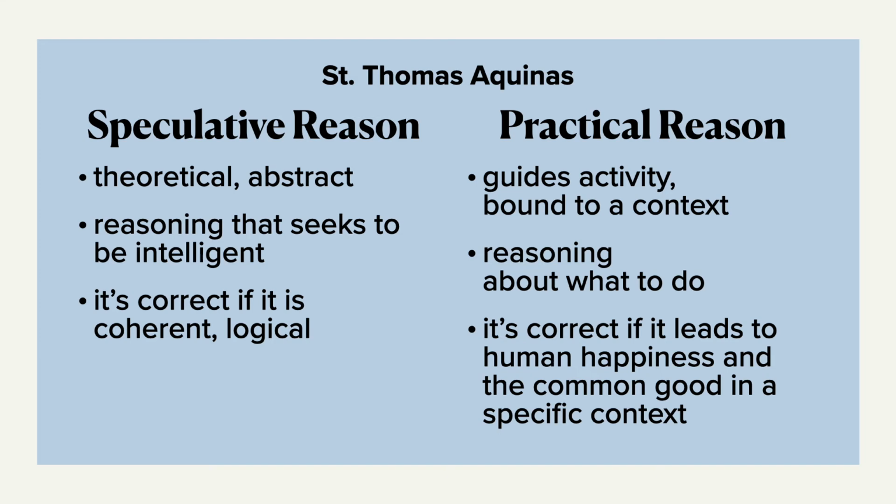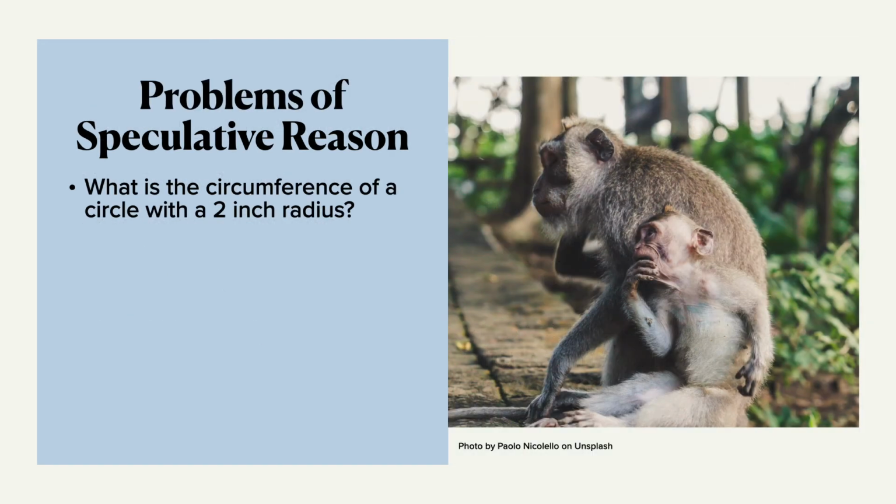Here are some problems we solve using speculative reasoning. Okay, no calculators. What is the circumference of a circle with a 2-inch radius? Did you get about 12.56 inches? To solve this, we need to remember the circumference of a circle is pi multiplied by the diameter. Pi is about 3.14. The diameter is 2 times the radius, so 2 times 2 is 4, and 4 times pi is about 12.56 inches.